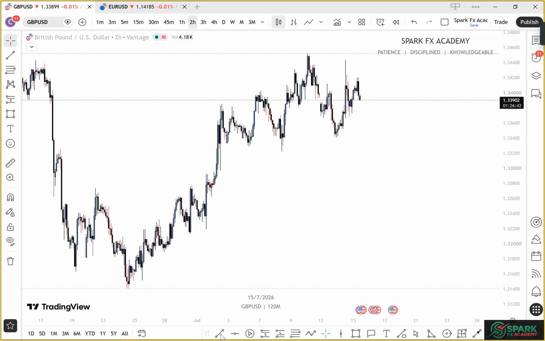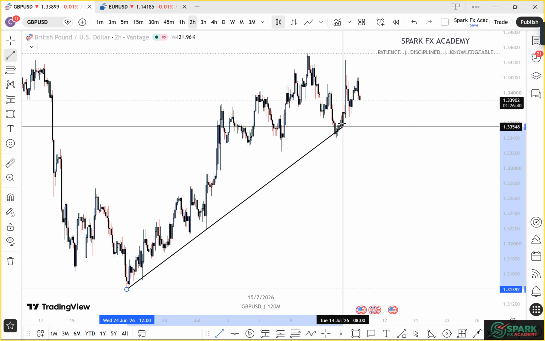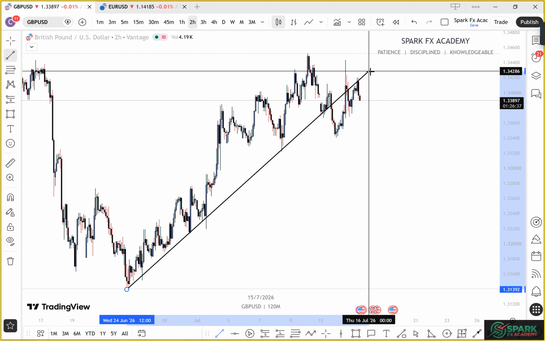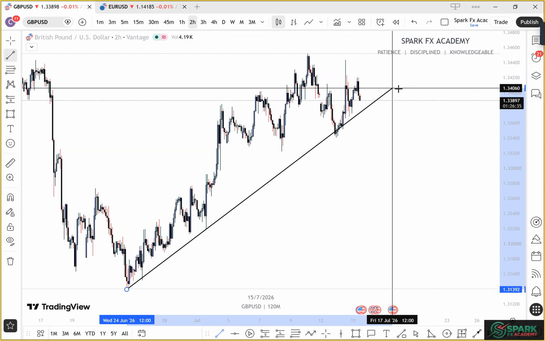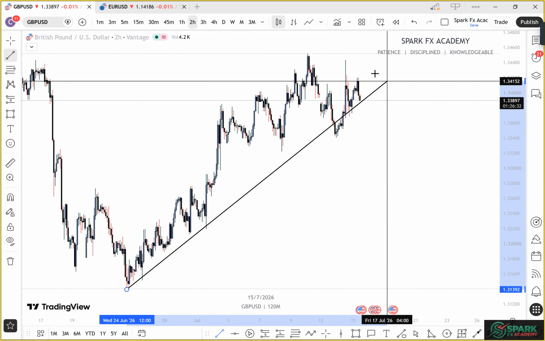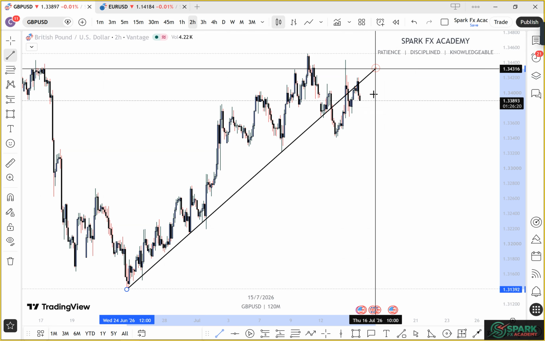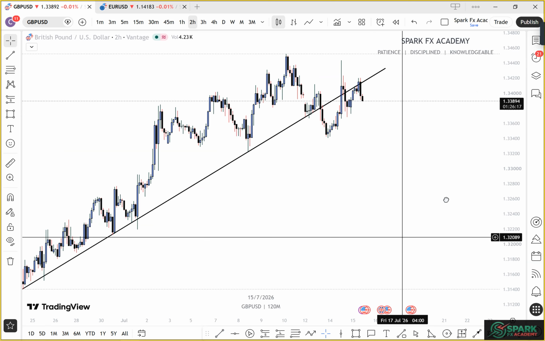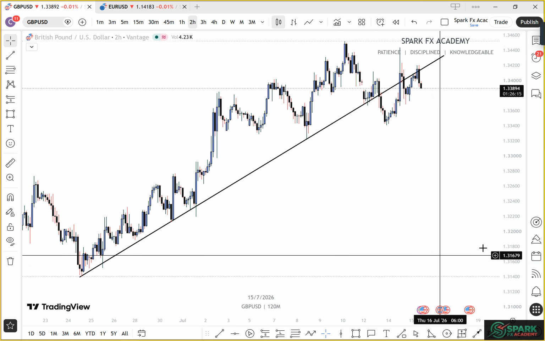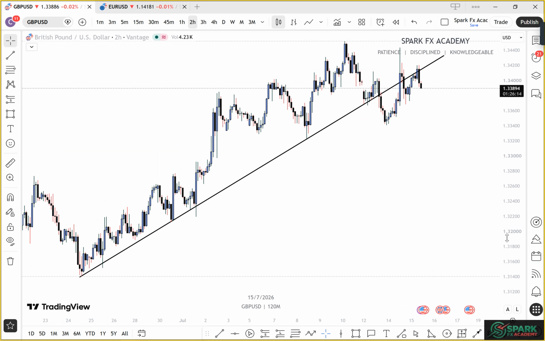So let's say I had an uptrend. This is a trend line, for instance, a previous trend line on GBP USD. Now you can see the trend line is used to know when price is in an uptrend, and you can see price kept respecting the trend line. Now in this scenario, this is on the 2 hours time frame. This is an uptrend line.